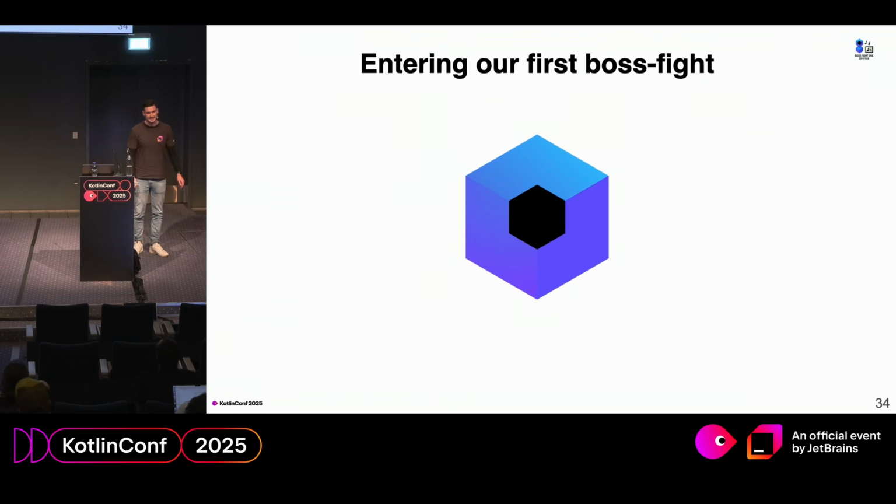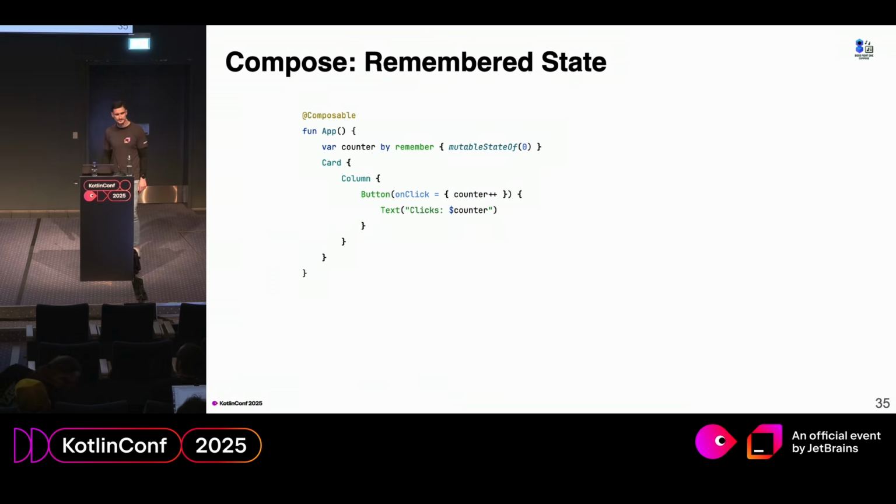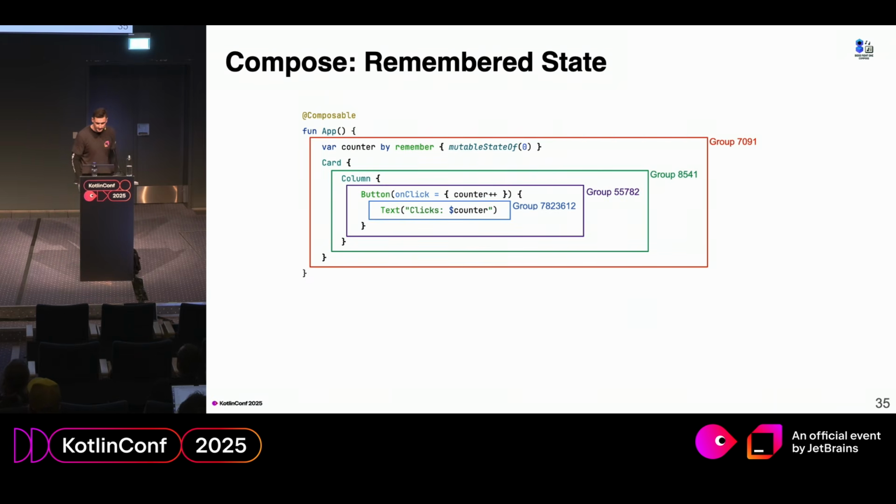We need to understand Compose and make it work in our way. And to do this, we need to learn how Compose actually remembers its state. And the first concept we need to understand here, we can explain by looking at this simple composable function. The first concept is called compose groups. Everything that you as a developer would call a scope has a corresponding compose group. And we can just render or draw in these groups. Every one of those composable groups will be identified by one number.